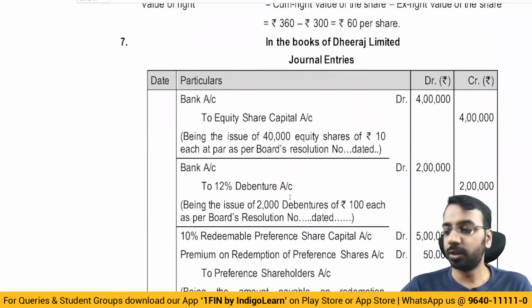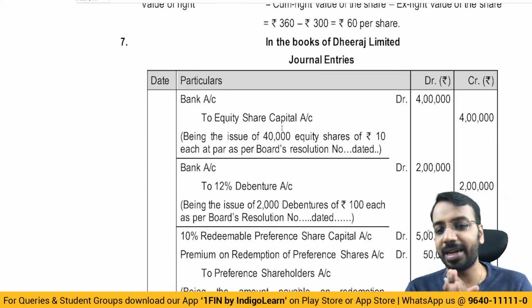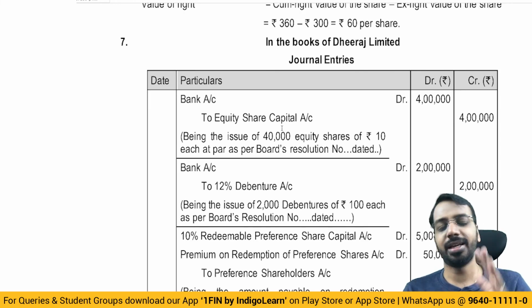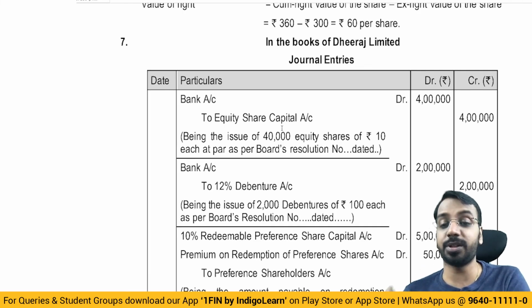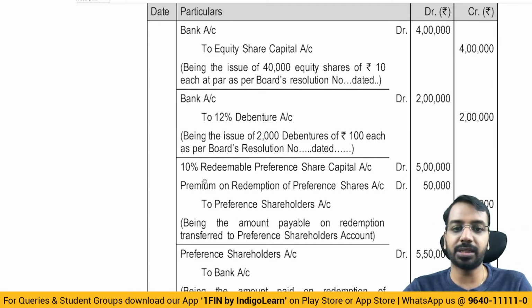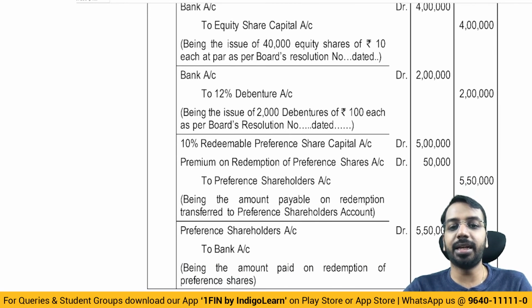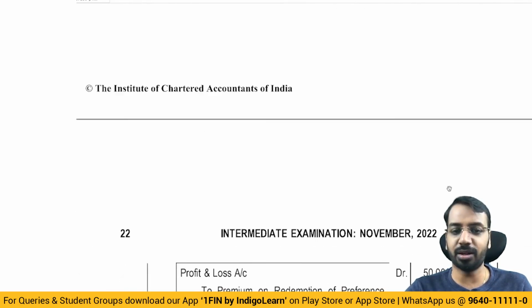Again, very simple. So you have issued 40,000 shares of 10 each. You will get bank to equity share capital. Some students have a doubt, sir, should we write application, directly allotment and all of that? We can say bank to share application to equity capital. That is also okay. Directly also writing is okay, especially when it is redemption. Then bank to 12% debentures, money that has been received. Then 10% redeemable preference share capital 5 lakhs, premium of 50,000 to preference shareholders to bank, again the redemption part.